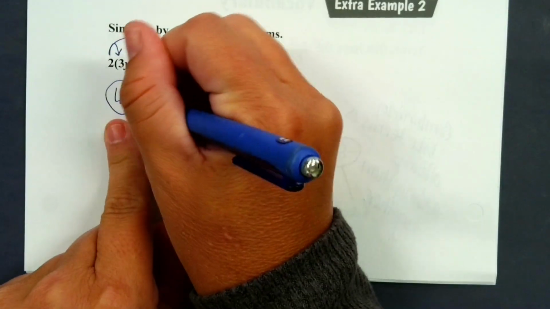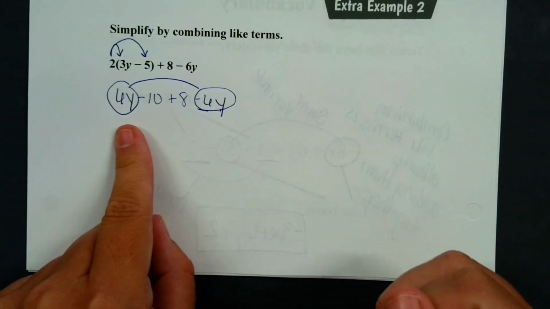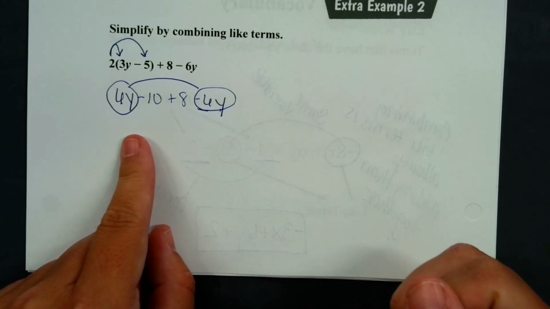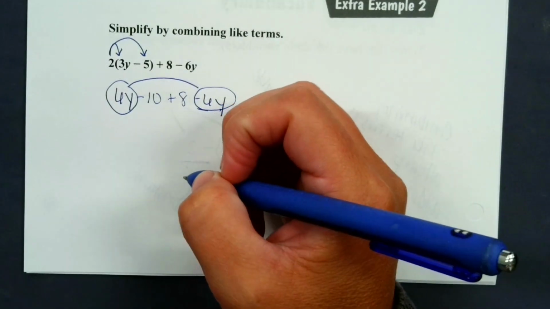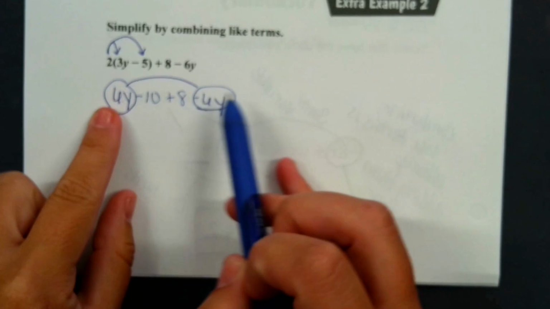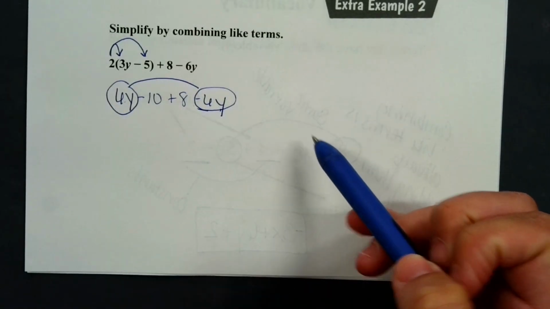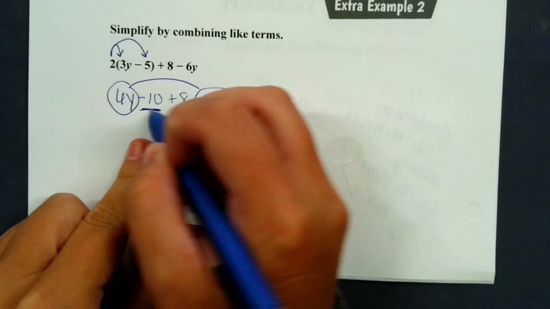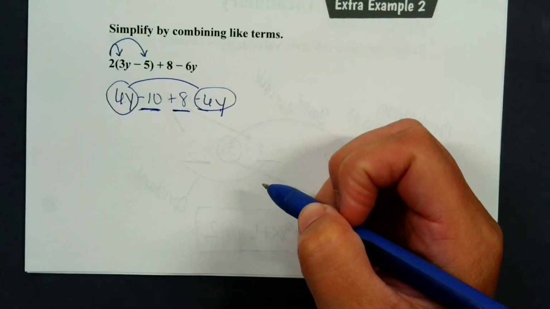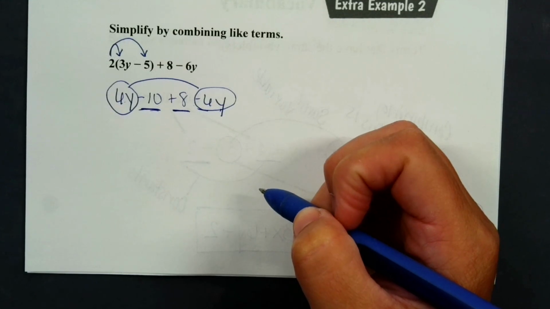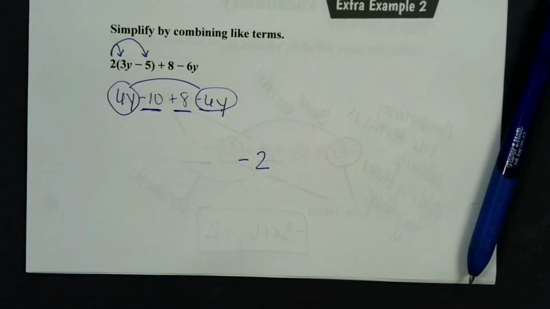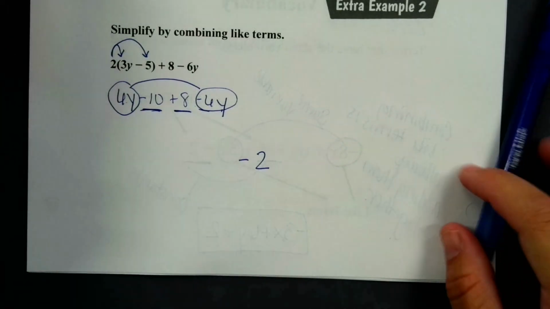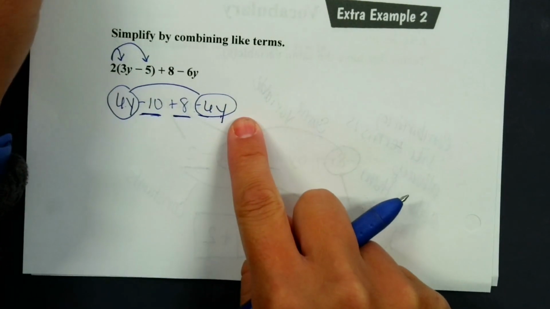So, but the 6y, right? So if I have 6y with negative 6y, how many y's do I have? 6y and negative 6y? 0. I don't have any y's. 6y plus negative 6y would give me 0. So I can now combine my negative 10 and my 8. If I'm negative 10 plus 8, where am I at? So there's my simplified expression. I'm done. Even if you could get here, that was a good step.